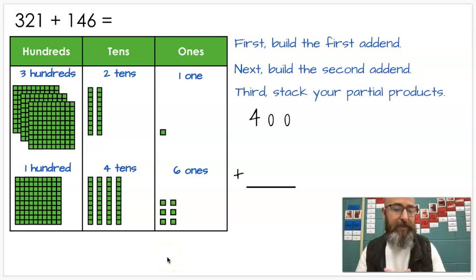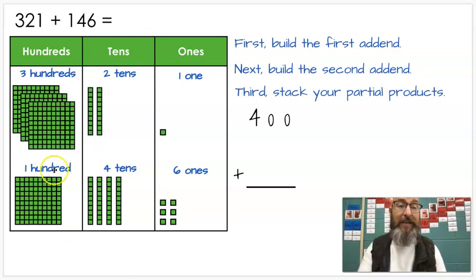Third, instead of combining those, we're going to go ahead and start our partial products. And we're really just going to start by seeing what's in each column. So we have 300s here and 100. That's 400s. So we're going to write 400. So here's your 300 plus 100. Next, we're going to do our tens. So we have 6 tens in all. 10, 20, 30, 40, 50, 60. So we're going to put 60 here.